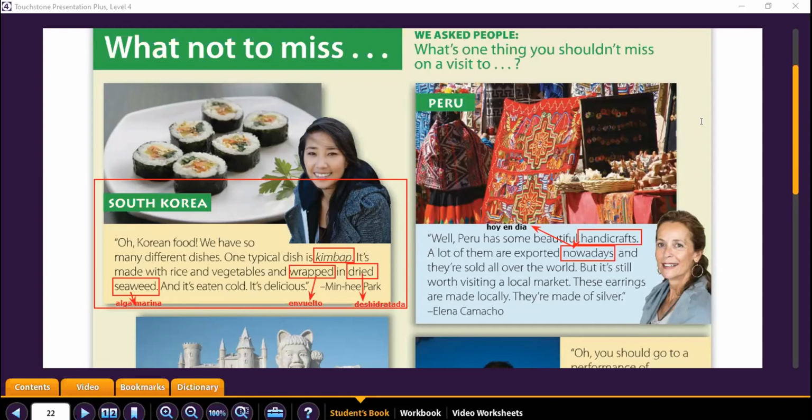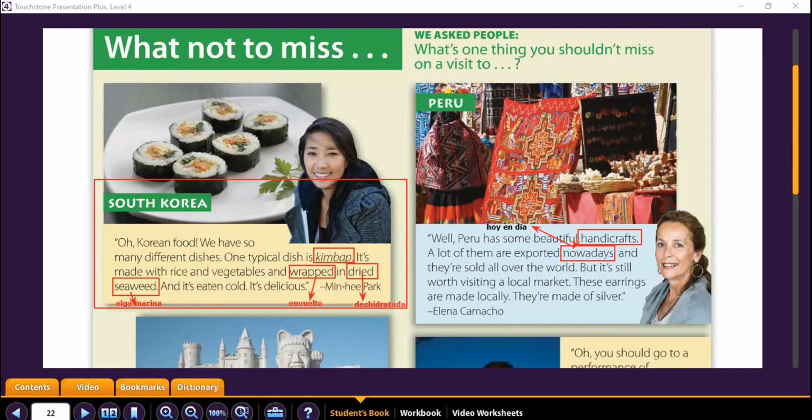And they are sold all over the world. Y son vendidas, ¿sí?, en todo el mundo. These earrings are made locally. ¿Sí? Estos aretes son hechos aquí localmente, ¿no? O sea, fueron hechos aquí. They are made of silver. Son hechos de... What's the meaning of silver? Plata, teacher. Plata, exacto. Es otro elemento, ¿no? Gold sería oro y silver, plata.